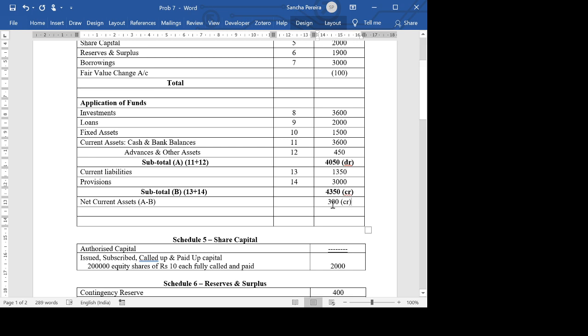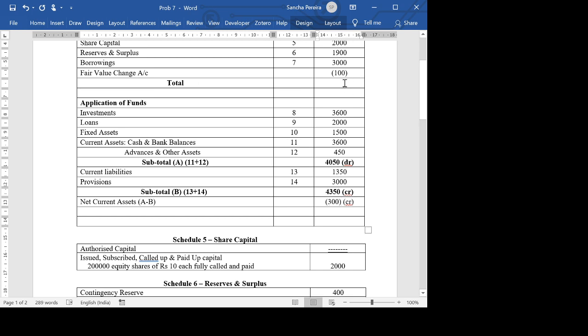How did I get this 300? Your debit is 4050, credit is 4350. So basically your credit is higher than your debit. Sometimes debit may be higher than the net assets, current assets may be more than the current liabilities. That can also happen. That time your debit is more than the credit. But since in this problem the credit is more than the debit, what I will have to do is I'm going to put this 300 in brackets.